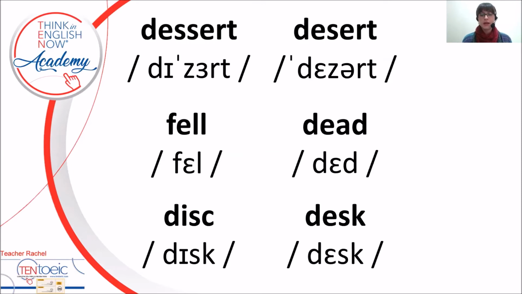Desert. Fell. Fell is the past tense of the word fall. Fall. So I'm standing and I fall. Fall down. So yesterday, I fell down the steps. Fell. So I fell down the steps. It's a past tense.